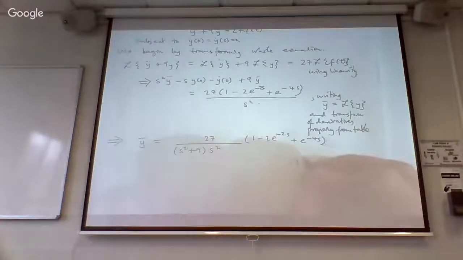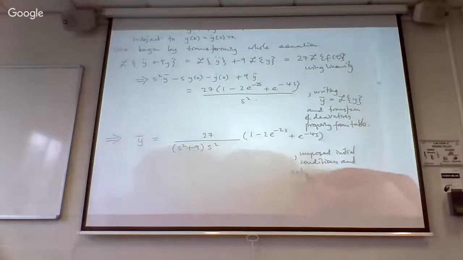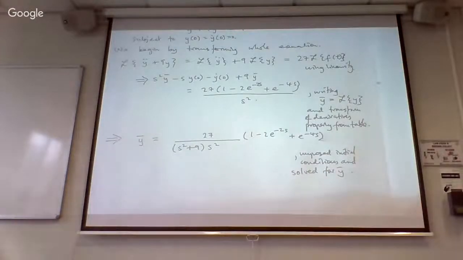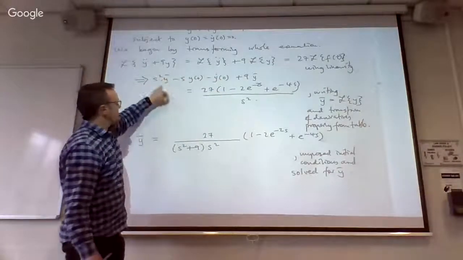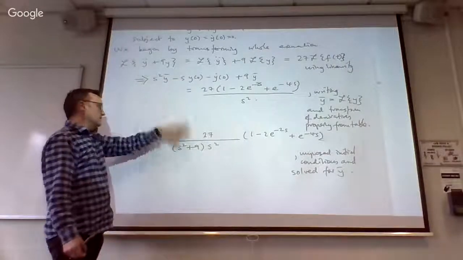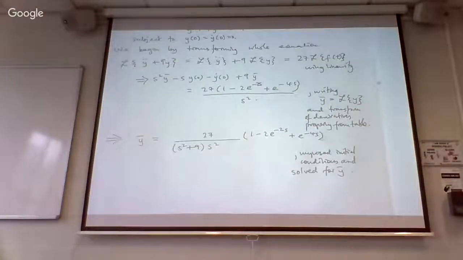So what did we do there? We imposed the initial conditions and we solved for y bar. Just some comments to explain to the reader what's happening. We rub out those two because they're both 0, factorize the left-hand side, s squared plus 9 times y bar, and then divide both sides by that s squared plus 9. Now, we're kind of halfway. We've solved the transform problem.